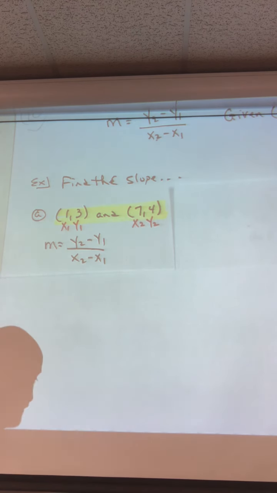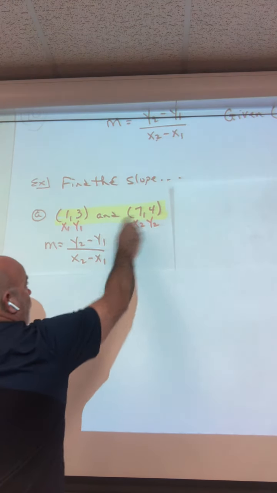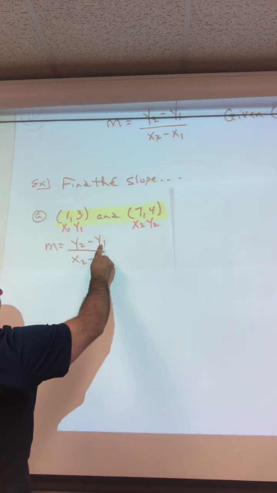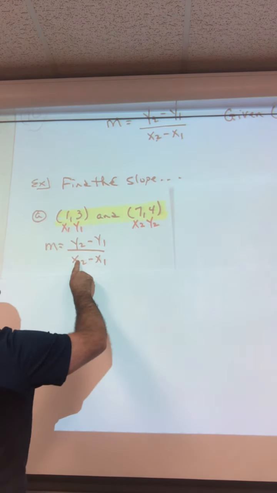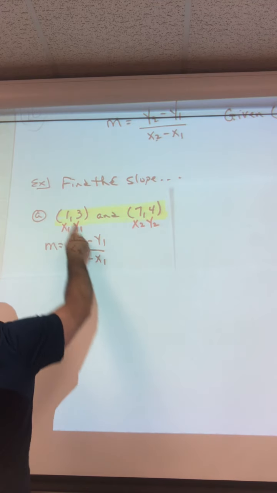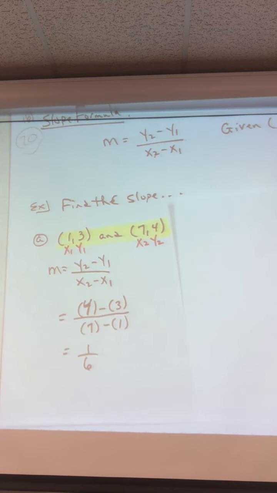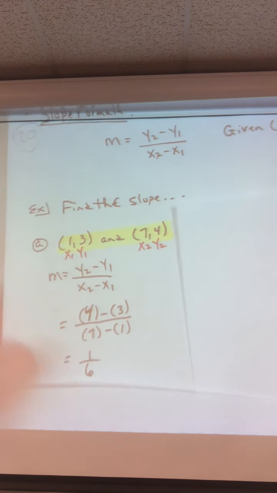All right, then all you do is just take these 4 numbers and plug straight in. So 4 would go right here, 3 would go right here, 7 would go right here, and 1 would go right there. So just make sure you don't put the numbers in the wrong spot. And then when you plug that in, that's where you get the answer, 1/6. And you've already copied that down.